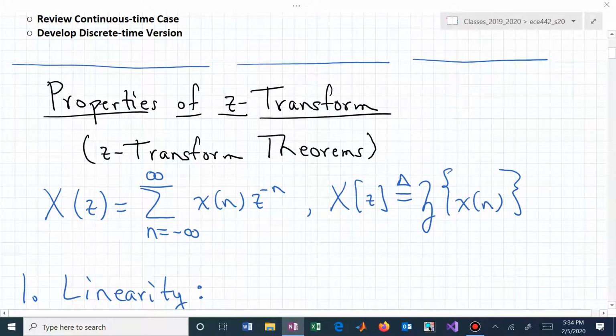In talking about properties of the Z-transform, here is what we will be using: the definition of the Z-transform. The notation is capital X of z is defined to be script Z of this sequence x of n.